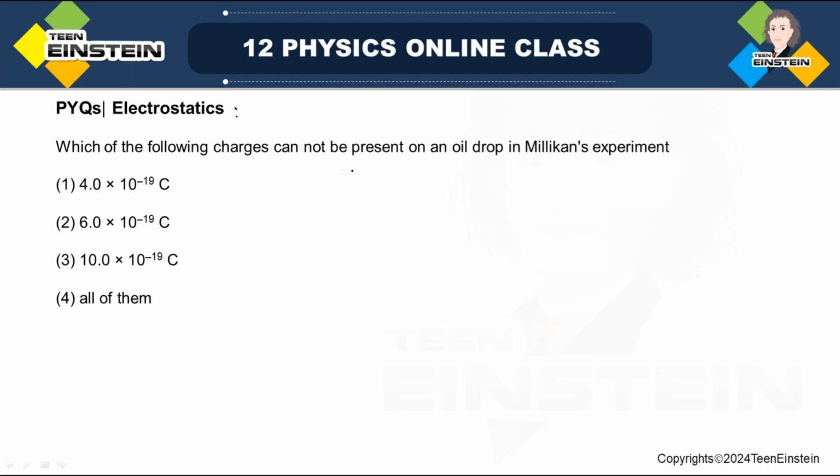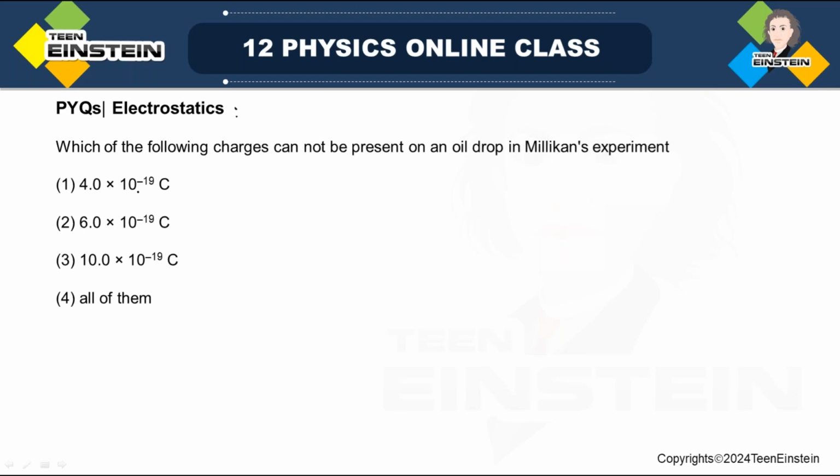Which of the following charges cannot be present on an oil drop in Millikan's experiment? So you might be knowing that Millikan's oil drop experiment is the experiment where the charge of electron, electronic charge, has been quantified. So the charge of electron was determined by Millikan's oil drop experiment. Scientist Millikan has done that. And the experiment is called Millikan's oil drop experiment.